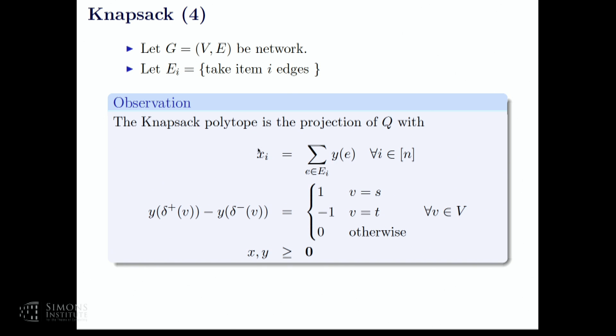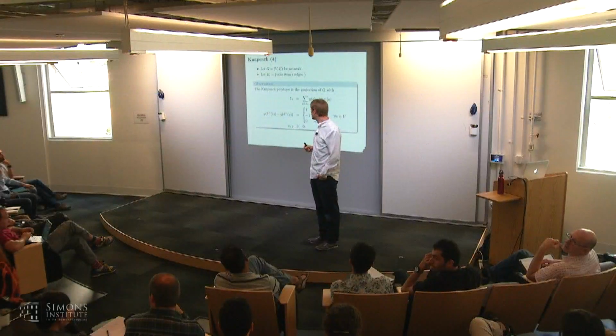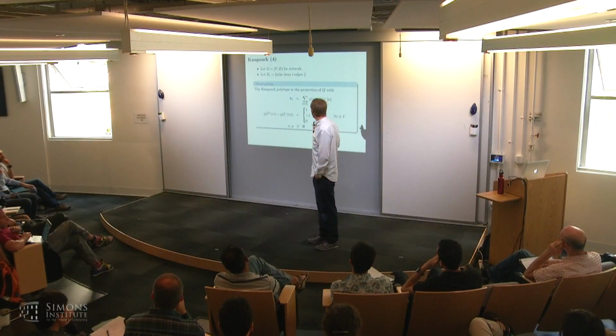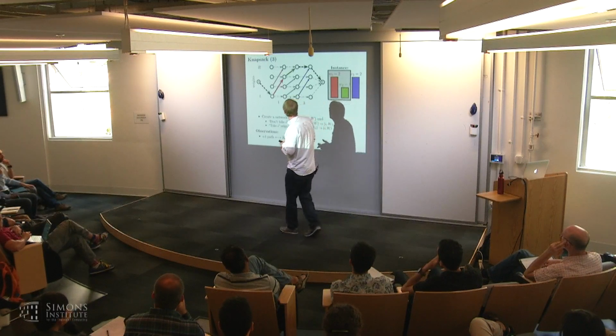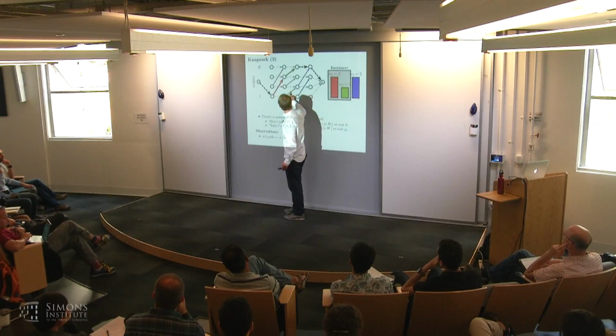Yes, Prasad. What do you mean by item I edges? Okay, so item I edges, for example, item 2 edges are these 3 green edges. They correspond to the decision that you want to take the I equals 2 item.